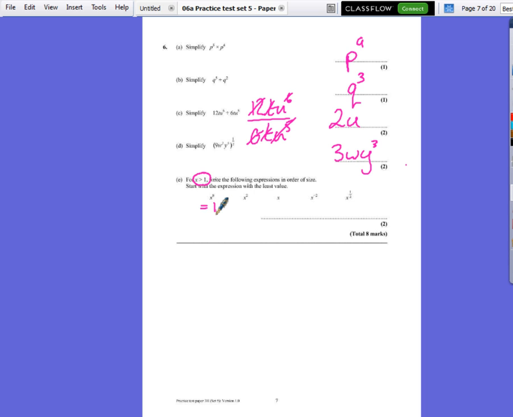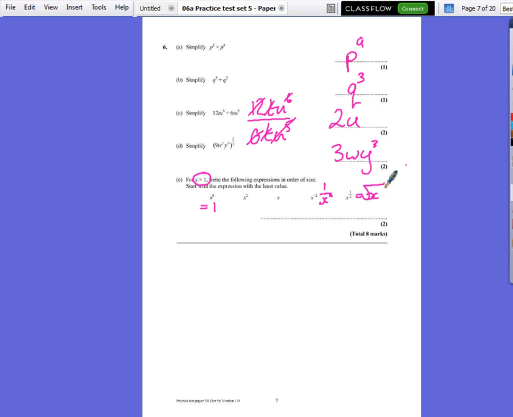x to the minus 2 means 1 over x squared. So again, that'll be a fraction, so that's going to be less than a whole one. So that'll be less than x. And x to the power of a half means the square root of x. So even though it's greater than 1, it'll be more than 1, but it will be less than x.